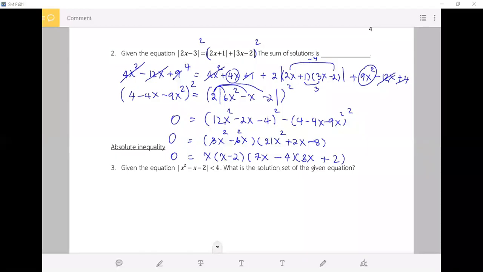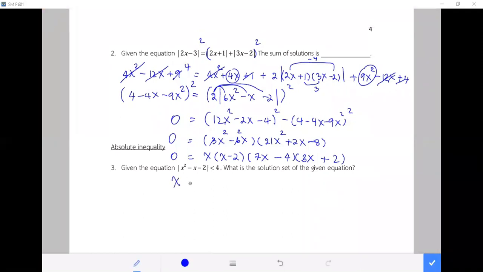Okay, I'm back now. I made a little bit of a mistake here. So my x should be 0, my x should be 2, and then 4 over 7. And here it should be negative 2 over 3, not 3 over 2. I made a little bit of a mistake.